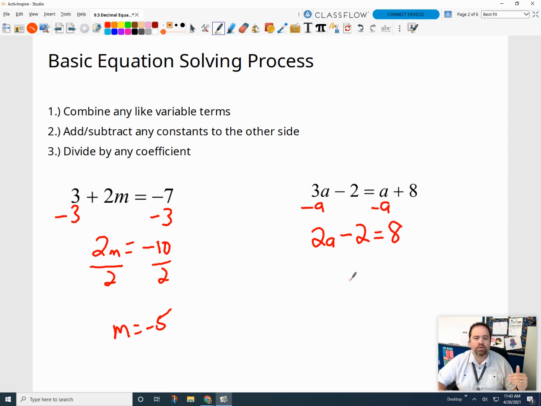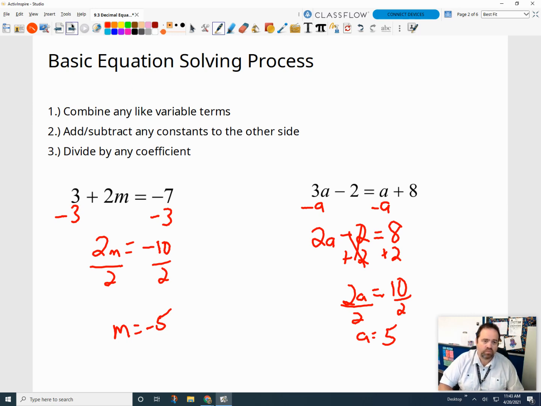So now I'm in the same situation I was in the last one. I've got a 2 here that I need to get rid of, so I'm going to add because it was negative. When those cancel out, I'm left with 2a equals 10. Divide out your 2, just like we did on the last one. And a is positive 5 this time. Total coincidence. I didn't know when I picked those equations that the answers were so similar. All right, so keep in mind that process. Combine like terms, move constants, and divide by the coefficient at the end. We're going to do the exact same stuff, but with decimals.